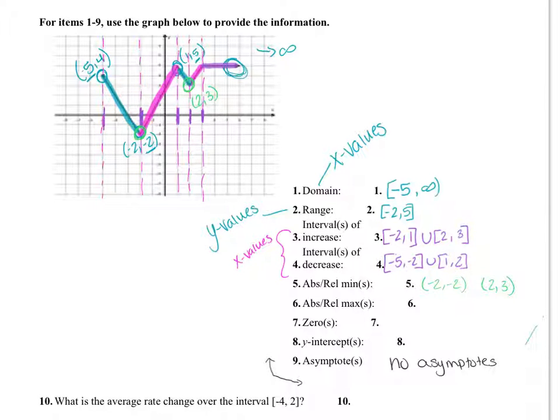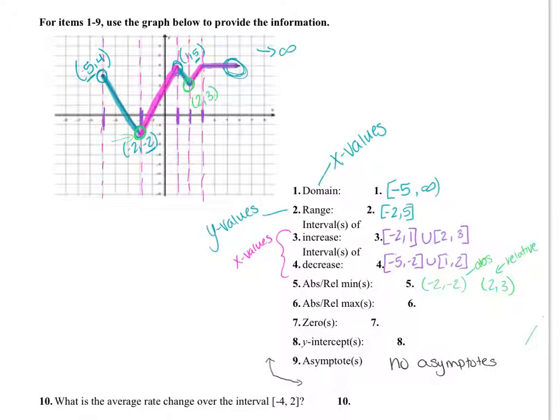Absolute means it is the lowest point. So the lowest point is -2, -2. So this one's absolute. And then relative means that it is a low point on the graph, but it's not the lowest. So 2, 3 is our relative.